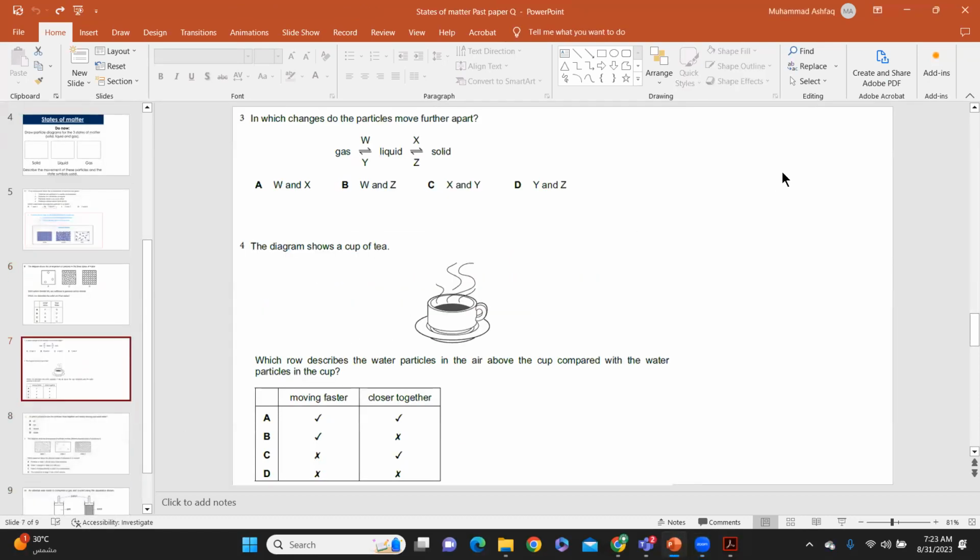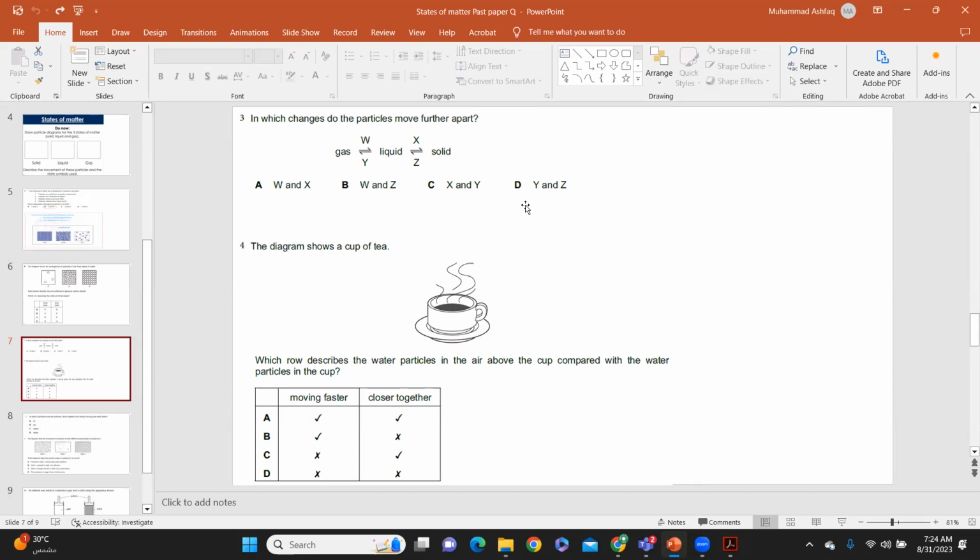Now, question number 3. In which change do the particles move further apart? Meaning the distance is going to increase. Gas to liquid, or liquid to solid. Meaning W to X, or WY, no, WX, WZ, XY and YZ.